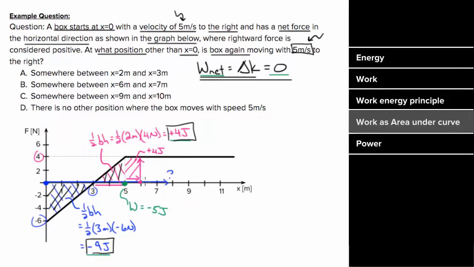I'd only need to go 1 more fourth of a meter to pick up 1 more joule, so that 1 plus 8 is equal to 9. So the net work would equal 0 somewhere between x equals 6 and x equals 7, which would ensure that the change in kinetic energy is 0, and we would end with the same speed that we began with.